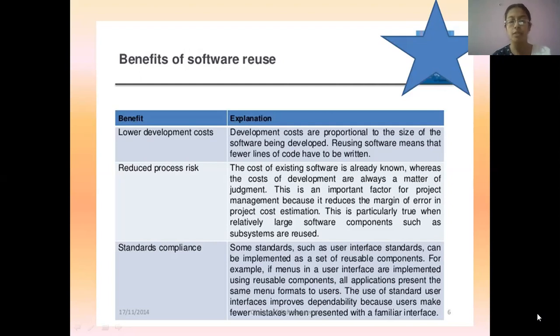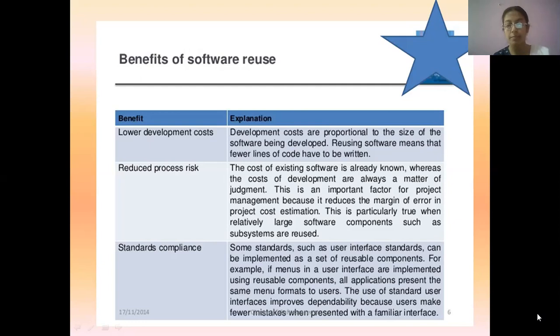Next is reduced process risk. The cost of existing software is already known, whereas the cost of development is always a matter of judgment. This is an important factor for project management because it reduces the margin of error in project cost estimation. This is particularly true when relatively large software components such as subsystems are reused.